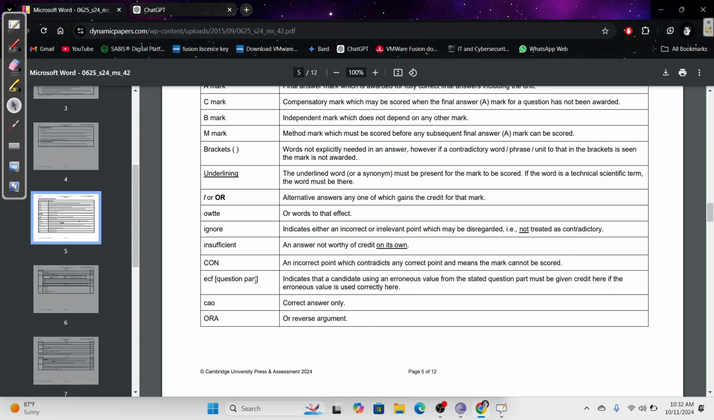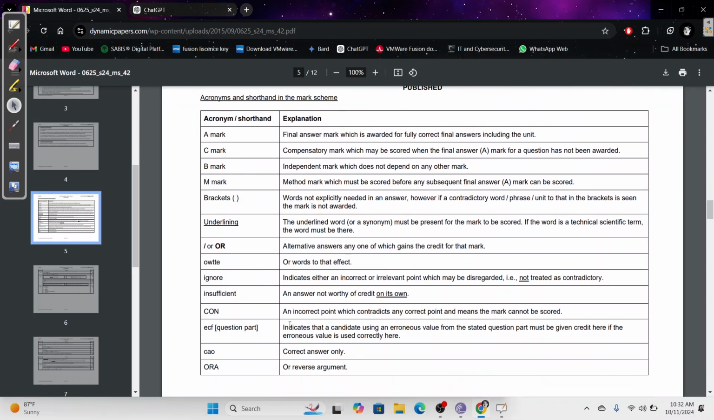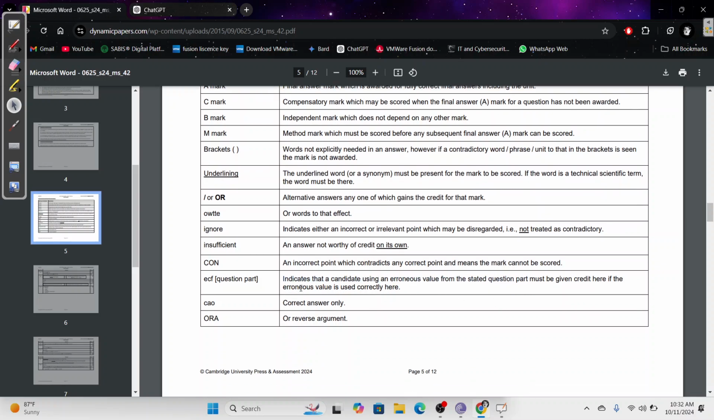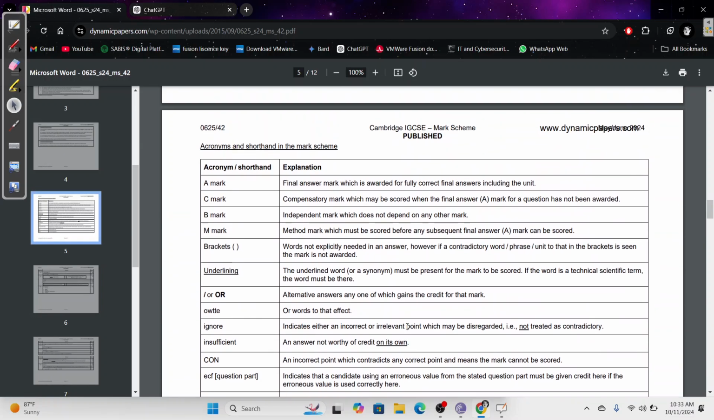Okay, ECF, error carried forward. I explained what the ECF is. It indicates a candidate that has used an erroneous value from the stated question part and must be given credit here if the erroneous value is corrected. Basically, they said CAO, correct answer only, ORA, or reverse argument.